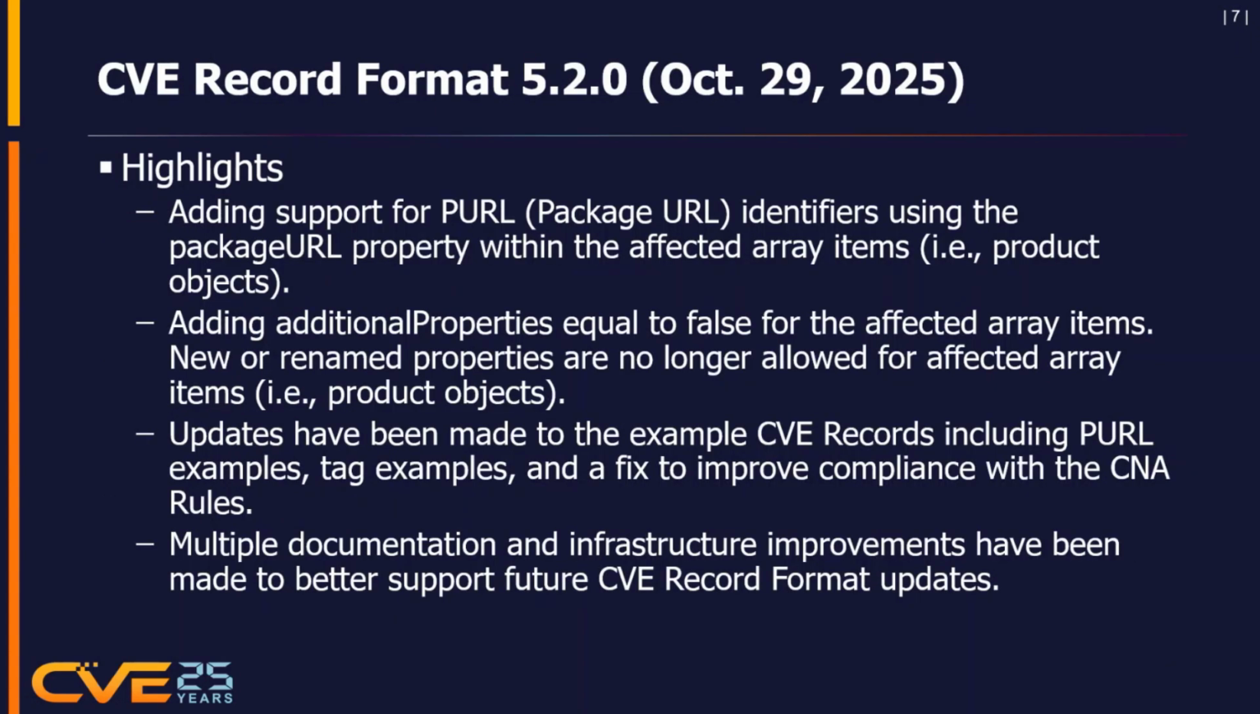So 5.2.0. The big update for this is another software identifier. We are adding support for Perl strings. So this is probably the most significant update for 5.2.0. Outside of that, I'll cover Perl a little bit more in a second.